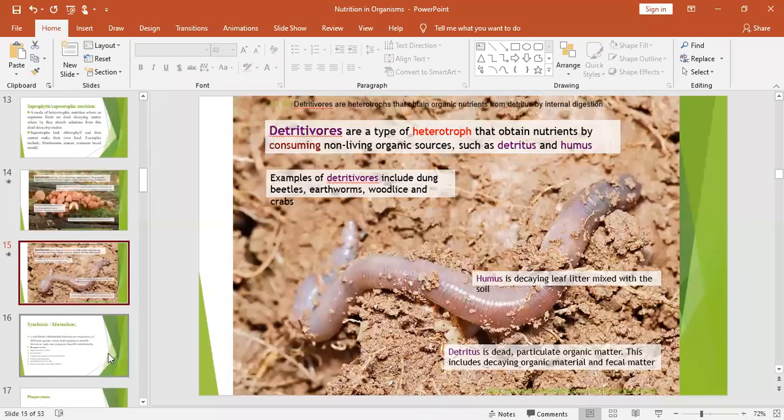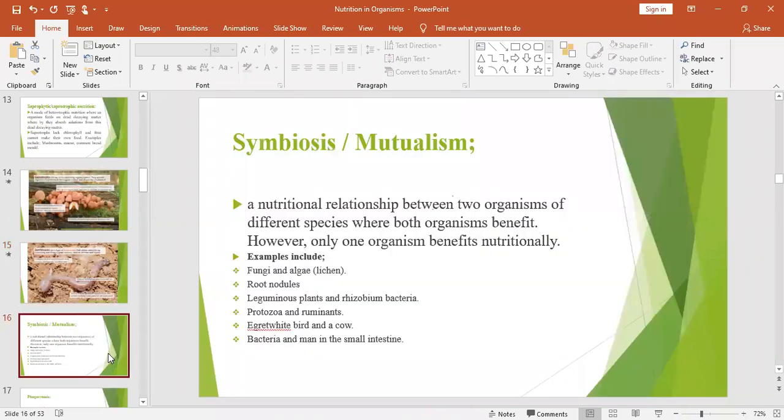Then we say there is another mutual relationship, which we call symbiosis or mutualism, where 2 organisms of different species both benefit from one another. But of course, only one benefits nutritionally. We said an example is a lichen, which is an association between a fungus and algae.